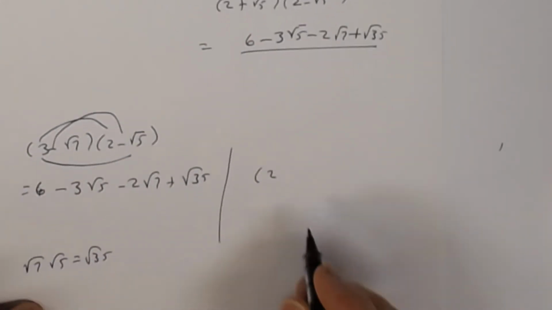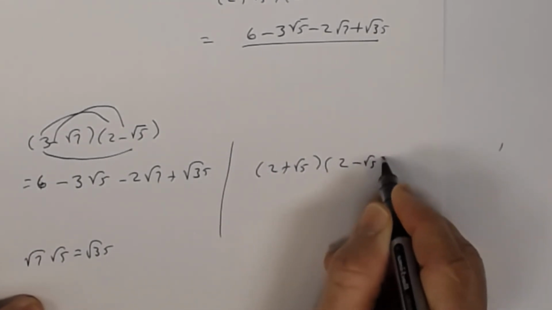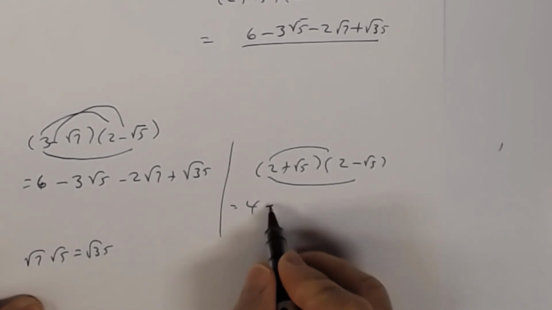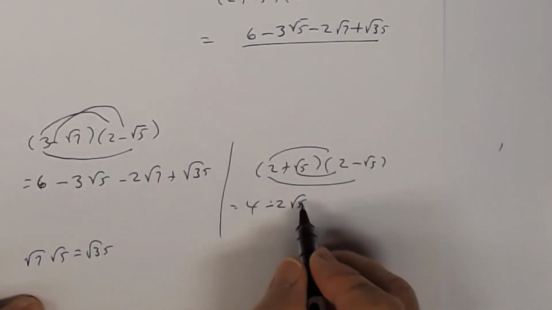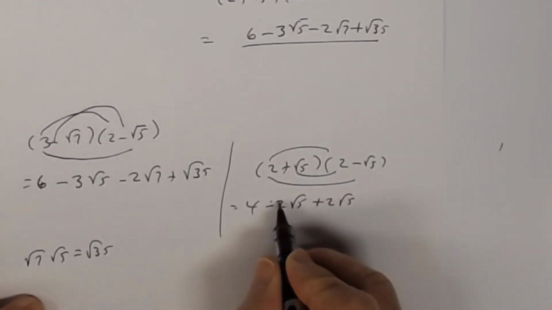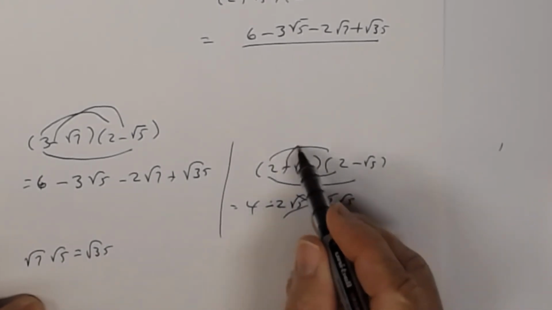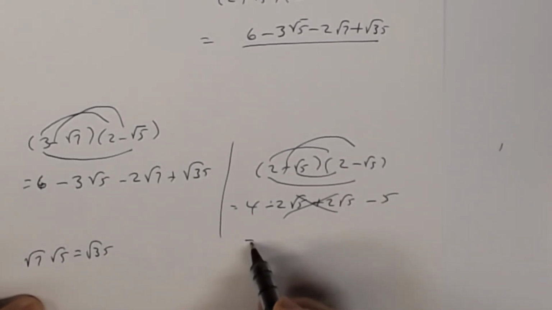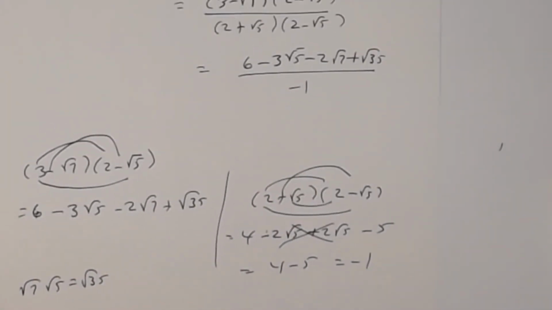2 plus the square root of 5 times 2 minus the square root of 5. So first, we get 4. Outer, we get minus 2 square root of 5. Now remember, those are conjugates, so the outer and the inner will be opposites. Square root of 5 times 2 is 2 square root of 5. So since they're opposites, a negative 2 square root of 5 and a positive 2 square root of 5 is 0 when you add them up. And then the last, a positive times a negative is a negative, and the square root of 5 times the square root of 5 is 5. So you get 4 minus 5, which is negative 1. So that is your denominator.